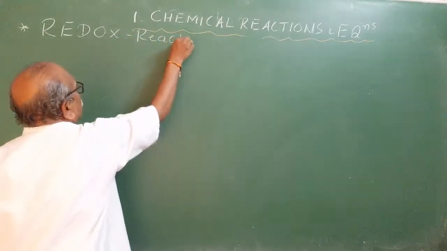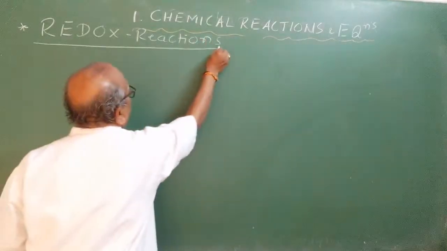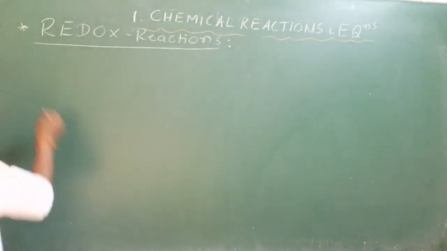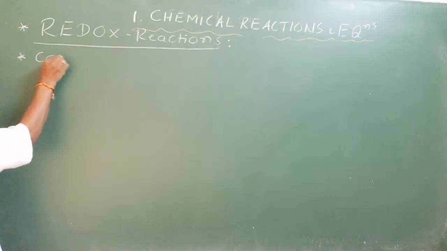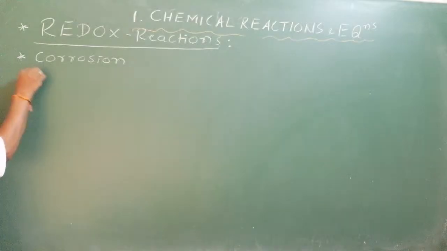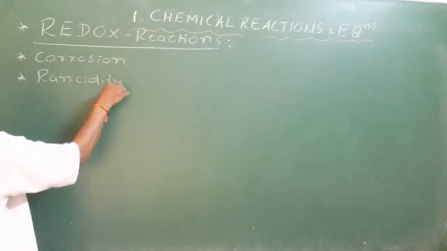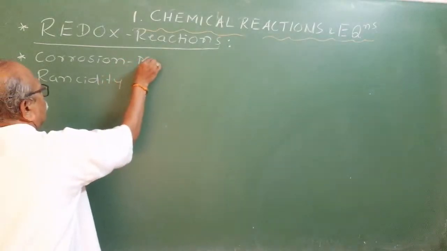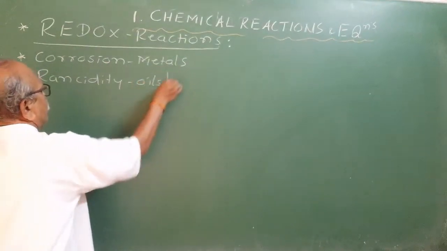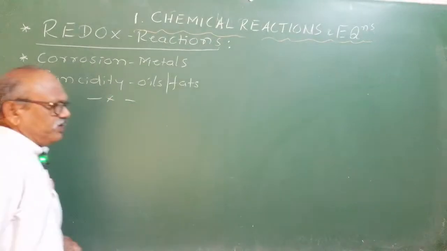We discussed redox reactions, and today we are left with the application of oxidation reaction in daily life, like corrosion and rancidity. Corrosion of metals, rancidity of oils and fats. If we discuss this much, the chapter will be completed.